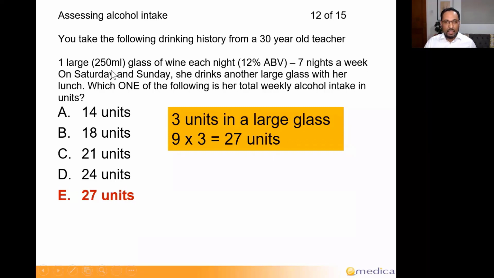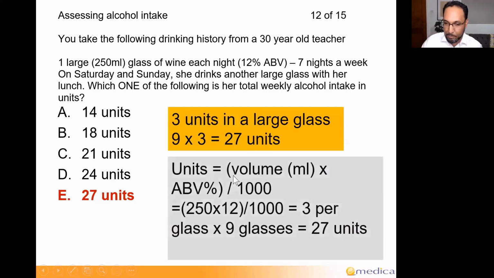9. 7 from the evenings, 8 because of Saturday lunchtime, 9 because of Sunday lunchtime. You see, so that bit is tricky. So 9 times 3 units, 27 units. You could do that in your head. I'm going to show you the formula if you want to calculate it absolutely accurately.